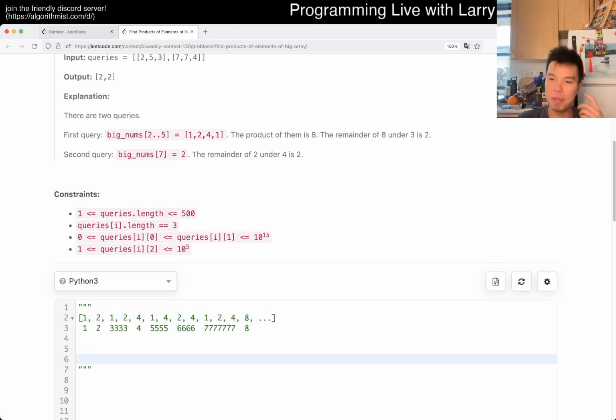Oh yeah, and this is obviously the binary representation of that number, right? So the second thing I would point out is that in the queries the numbers can go up to 10 to the 15. So that means that we have to have a fast way of calculating what the number is, right?